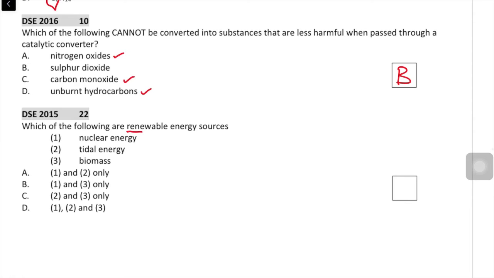Well, next one is, what about the renewable resources? As we mentioned in the lessons, nuclear power, no. So the answer will be C.